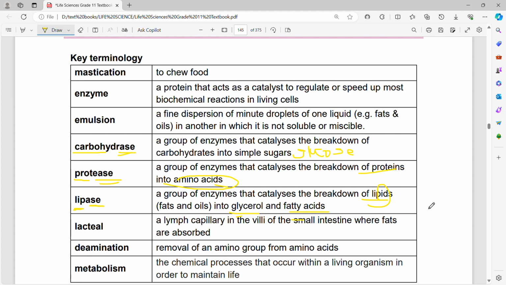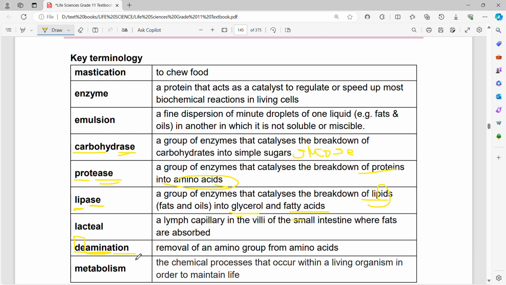Then we have lacteal, a lymph capillary in the villi of the small intestine where fats are absorbed. These are your lacteal capillaries, or lacteal duct as we say. Then we have deamination, which means removal of the amino group from amino acids. So here you can see amine, amino group. De means to remove.